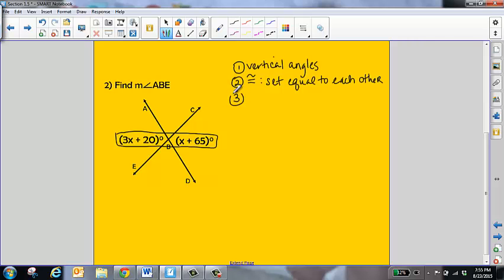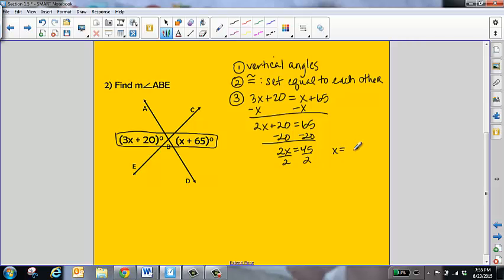All right, so step 3 then is setting up that equation and solving. So we're going to take 3x plus 20 and set it equal to x plus 65. So now we're going to subtract x from both sides. We have 2x plus 20 equals 65. Subtract 20. We get 2x equals 45. And then divide by 2, and we get x equals 22.5.